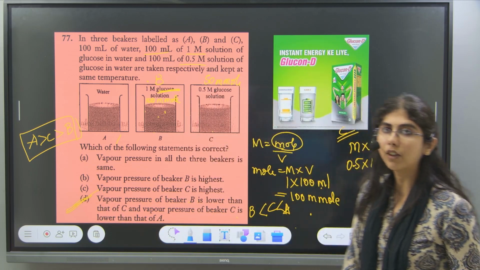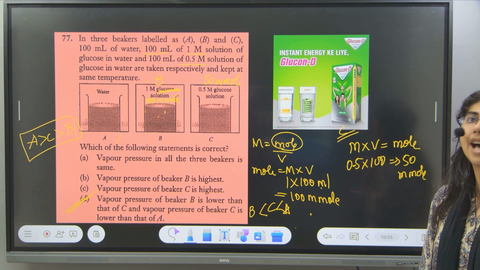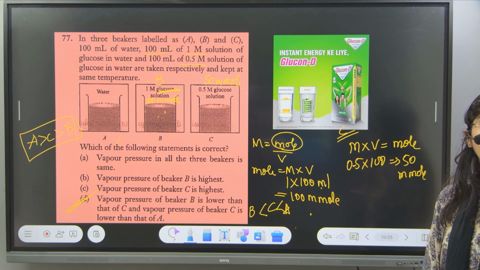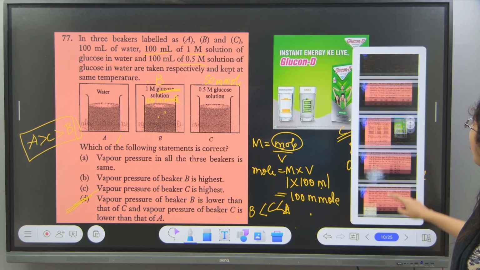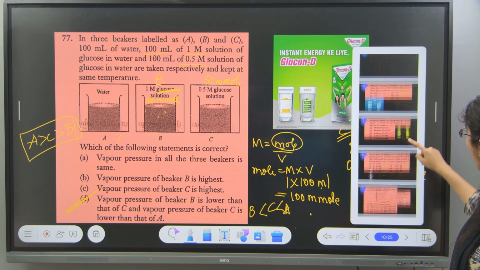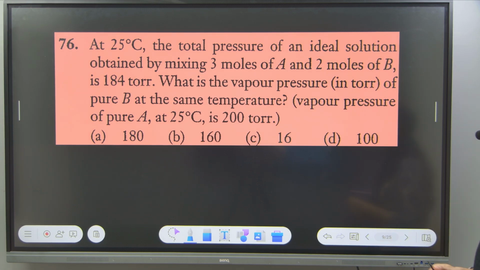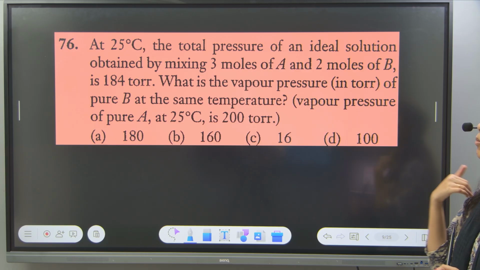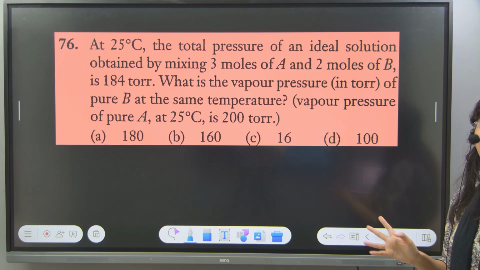You are correct. Good. So now you are quite good with what happens to the vapor pressure of the pure solvent when we add a solute. Now we'll move on to the Raoult's law part. Let's see how good you people are with the Raoult's law calculation part. Yes, here we have a question. You have to find out the vapor pressure of pure B. They have given you the total pressure and the moles of A and B they have taken. We have a solution of two liquids now, A and B.